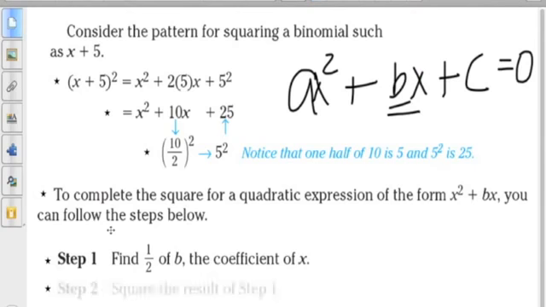Next step, square the result of step 1. After finding 1/2 of b, which is 10, we square it. And finally, add the result of step 2 to x squared plus bx, the original expression. So we're going to add what we got after getting half of b and squaring it to the rest of the expression right here. So how does this work?